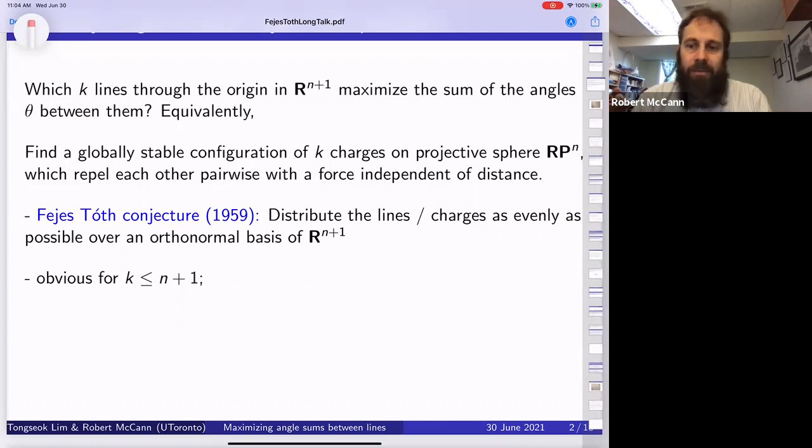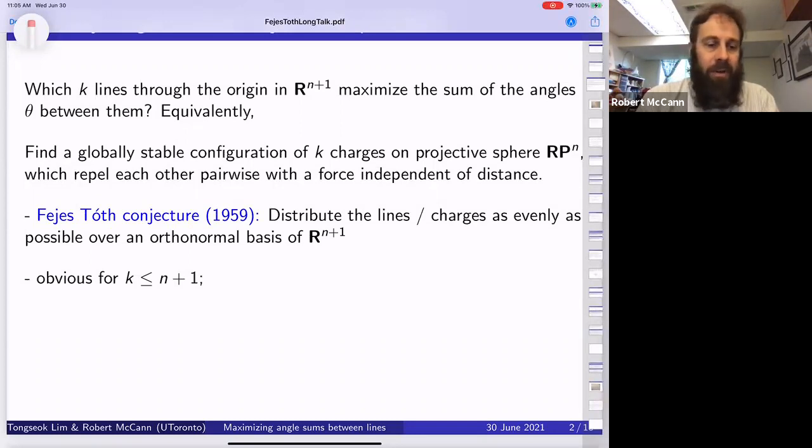And this problem actually goes back some 60 plus years to a conjecture of Fejes Tóth from 1959 that some of the people in the audience have worked on. His conjecture was that the best thing to do is to distribute the lines as evenly as possible over some orthonormal basis. So if you have 100 lines and you're in R3 or S2, the projective 2-sphere, you would put 33 lines on, say, two of the basis vectors and 34 lines on the third one. That's as evenly as you can distribute them, and the claim is that that will maximize the sum of the angles between them.